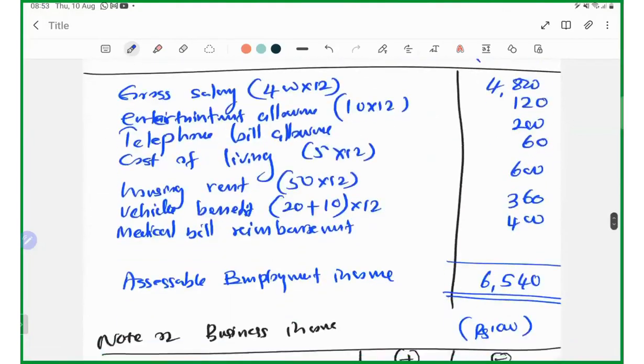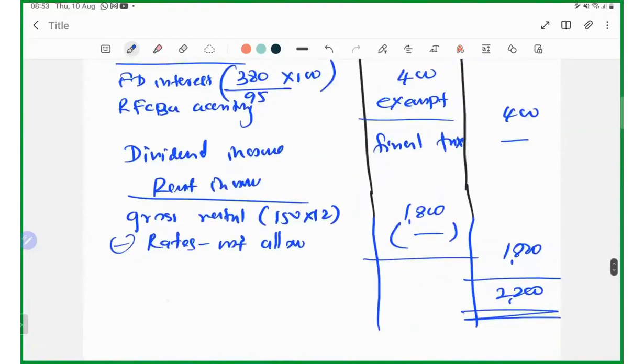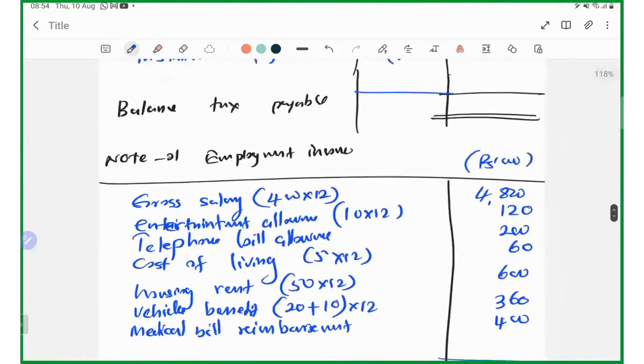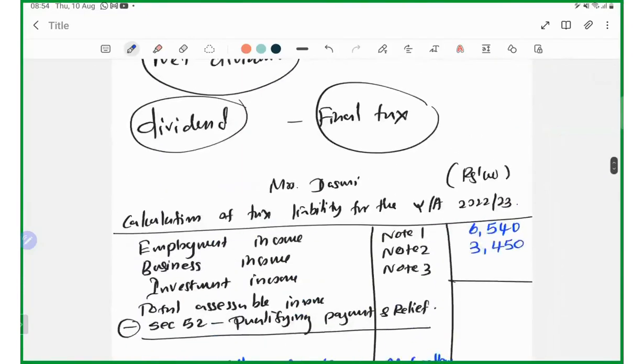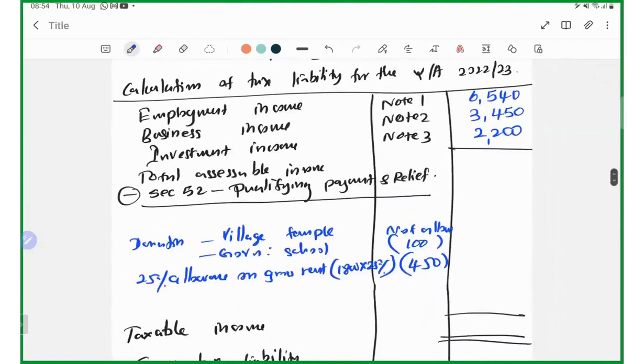So everything we have considered, then now you can calculate the total investment income, 2,200. So here, assessable investment income, 2,200. That 2,200 you have to add as an assessable income here. So altogether you can take the total assessable income 2,200 plus 3,450 plus 6,540. So altogether 12,190.